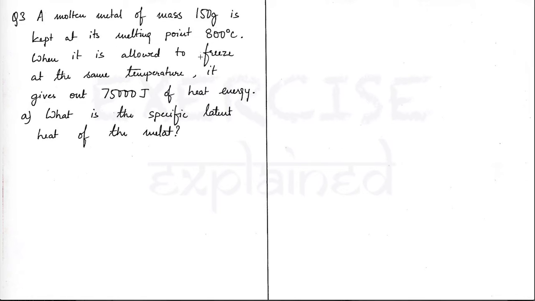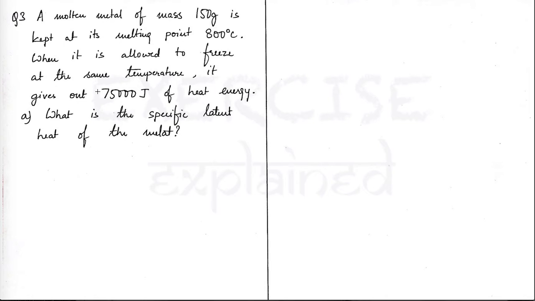When it is allowed to freeze at the same temperature, it gives out 75,000 joules of heat energy. So when the metal is freezing at 800 degrees Celsius, it is giving out 75,000 joules of heat energy. We need to find what is the specific latent heat of the metal. So we have the mass here, that is 150 grams, and we know the amount of heat that comes out.